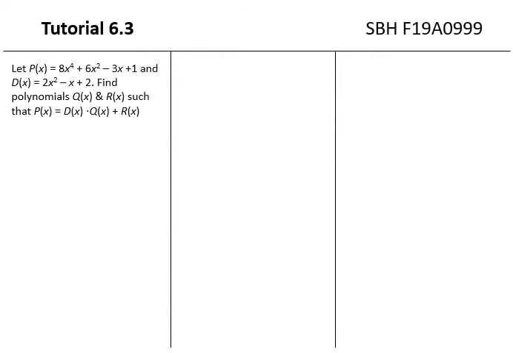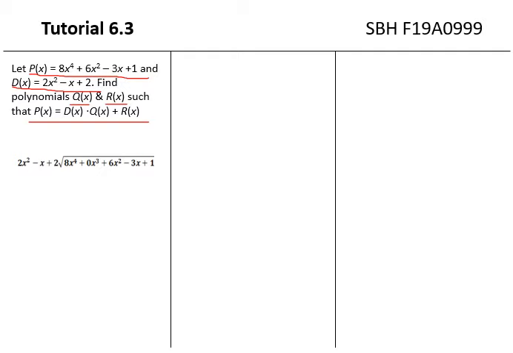Tutorial 6.3. So we are given two polynomials. The first one is P(x), and the second one is D(x). So now we want to find the polynomial Q(x), the quotient, the first term at the right hand side there, and then R(x). R represents the remainder, so that P(x) equals D(x) times Q(x) plus R(x).